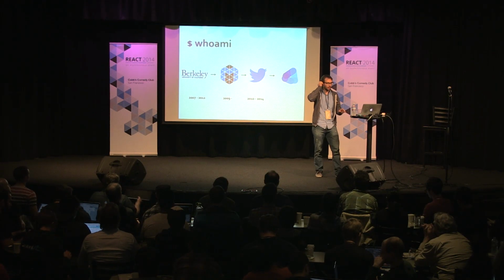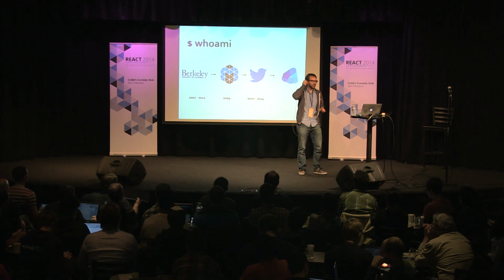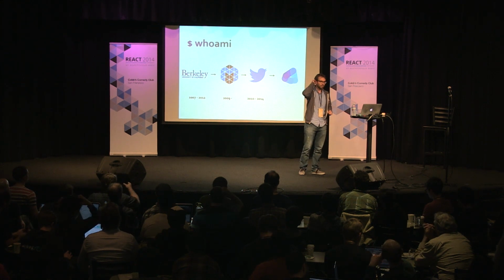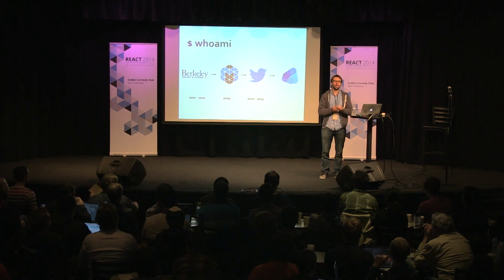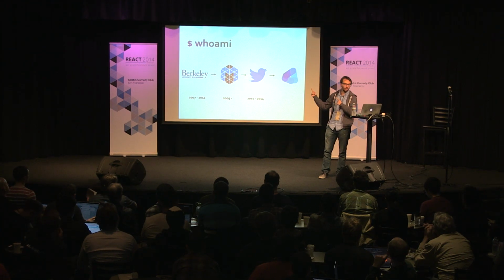So really quickly, who am I? I was a PhD student at Berkeley from about 2007 to 2012. There I started working on a project called Mesos, which Twitter started using in early 2010. I went from Berkeley to Twitter. I was at Twitter for about 4.5 years. I recently left Twitter and am now the chief architect at a new company called Mesosphere.